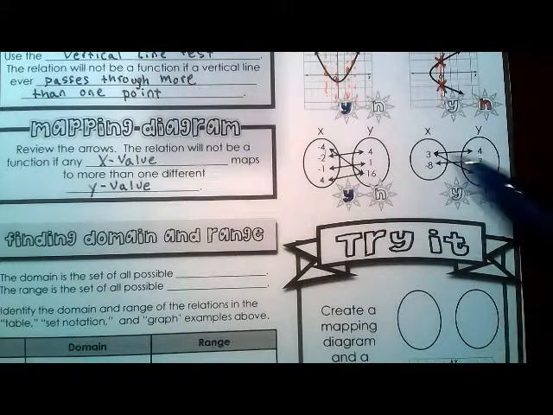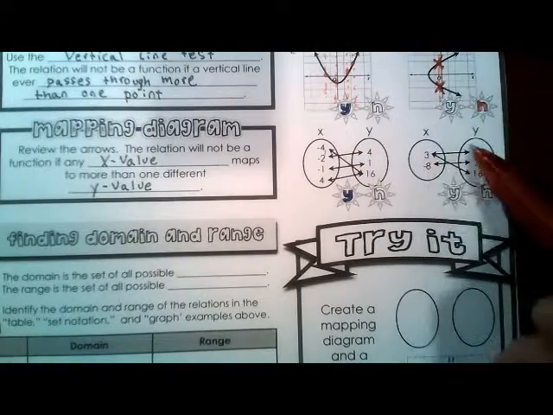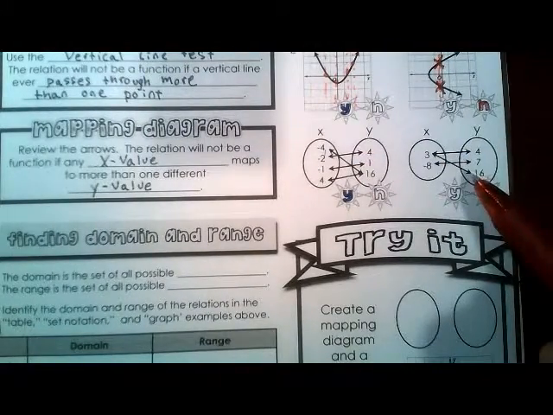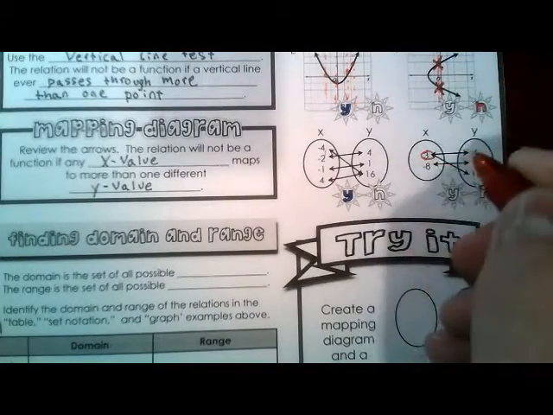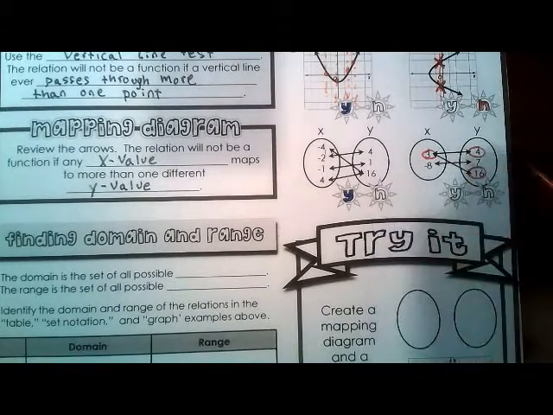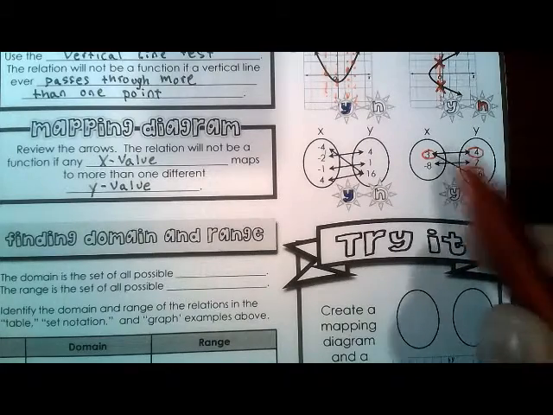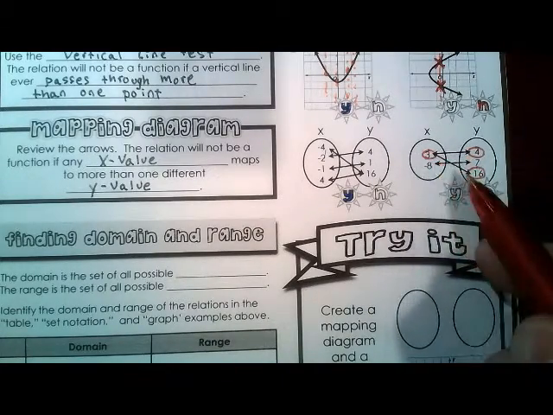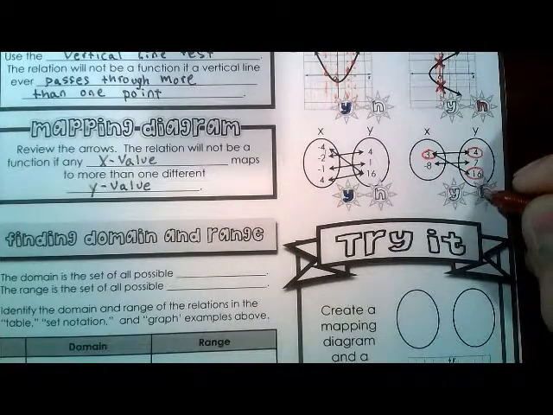And you actually see that right here. 3 goes to 4, but it also goes to 16, right? 3 cannot go to 4 and 16. Right? -8 goes to 7, that one's okay. But because 3 goes to two different y values, this is not going to be a function.